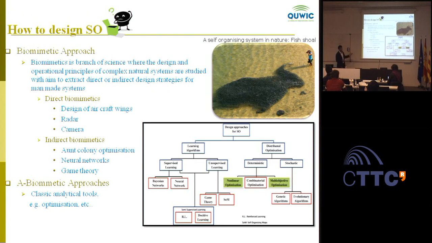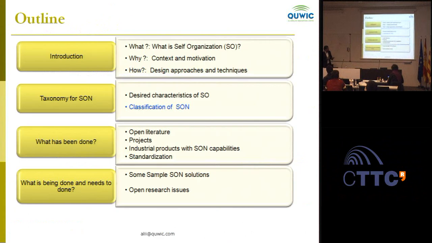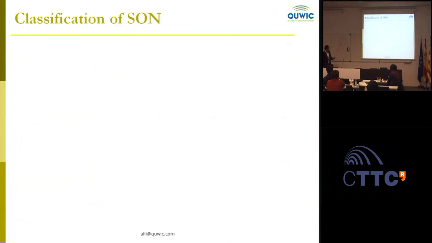Biomimetic approaches, that's what most of us do, means classic optimization. If you want to go into this, it is a non-exhaustive list, and the classification is in our paper. Here you will find some more detail on biomimetic approaches, and I'll come back to design once I go towards the technical contribution. Okay, classification of SON.